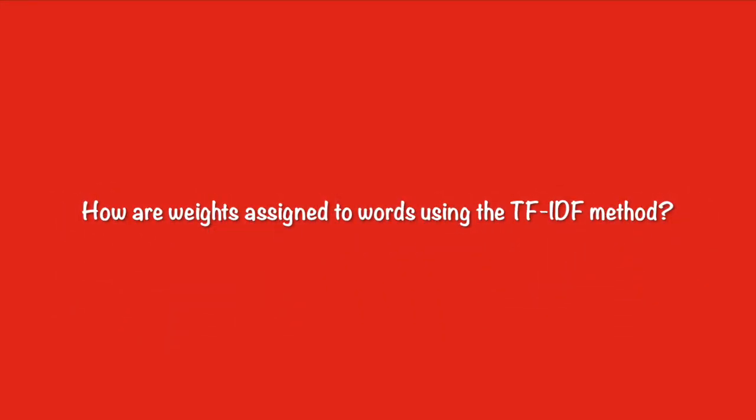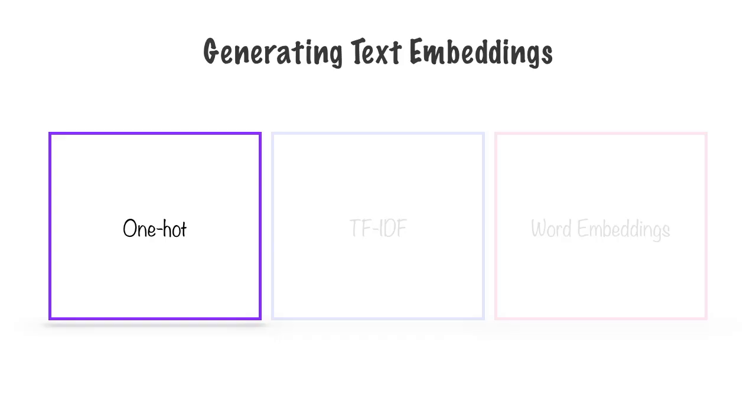The TF-IDF algorithm assigns a numeric weight, that is a number, to every word in the corpus. How is the number which represents a particular word calculated? We'll start off by looking at the one hot method of representing text in numeric form.